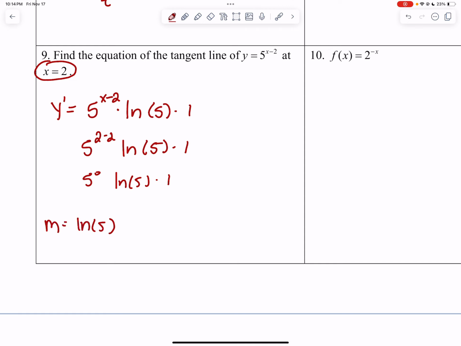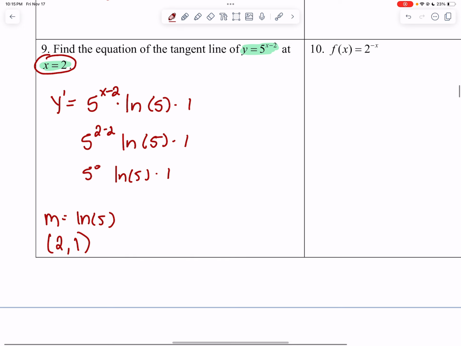We have a slope. We need a point. We already have half of our point, which is 2. To get the other point, we're going to plug in 2 here. 5 to the 2 minus 2 is the same thing as 5 to the 0, which is just 1. So I have a coordinate of 2, 1. We have a point. We have a slope. Guess what? Point-slope form. So y minus 1 is equal to ln of 5, and then x minus 2.